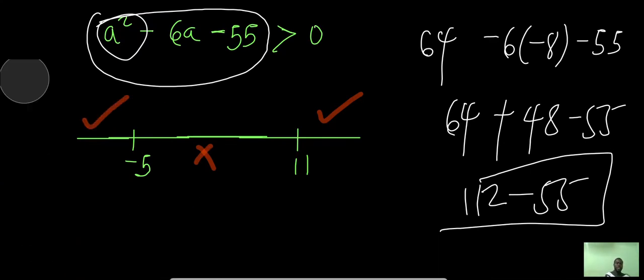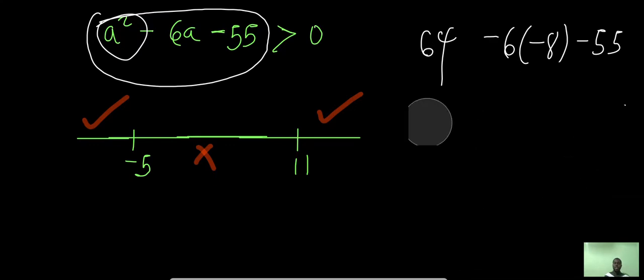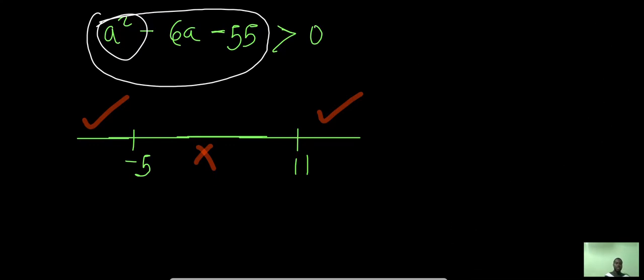So in real sense, the solution to the inequality is numbers less than negative 5, and numbers greater than 11. So the region satisfying the inequality is quite easy: numbers bigger than 11, and numbers less than negative 5. And it cannot be merged. Please don't merge it. Once they go their separate ways.